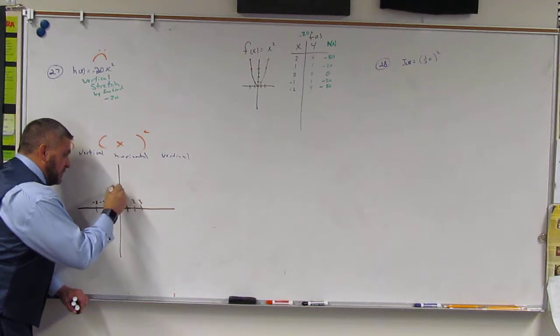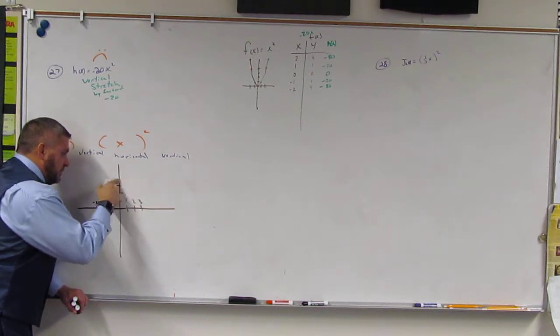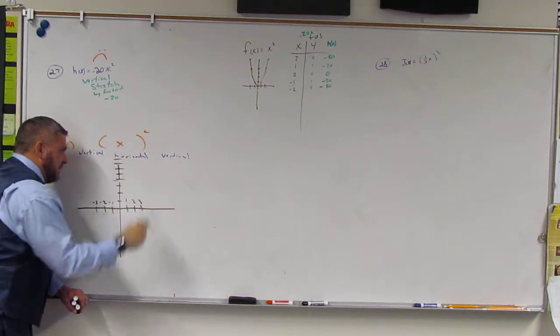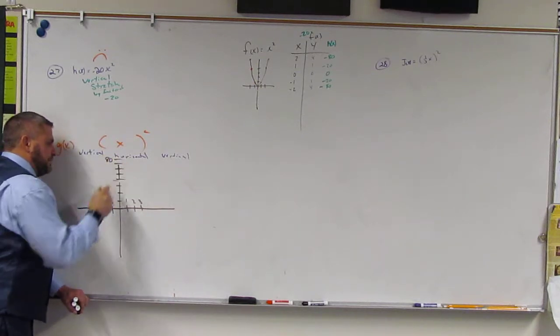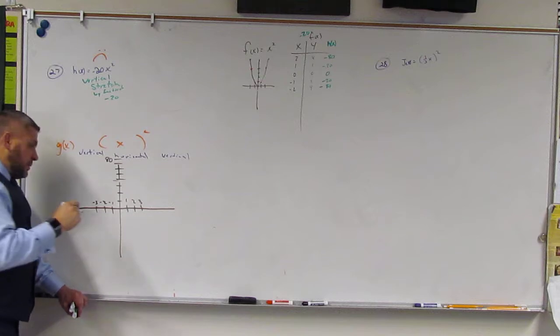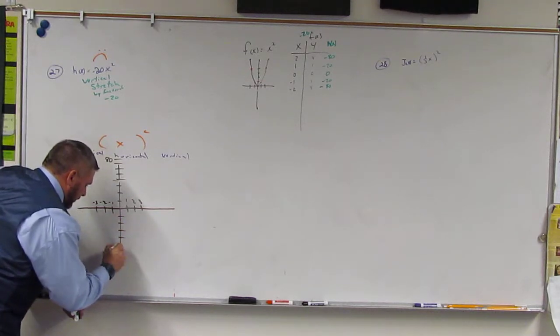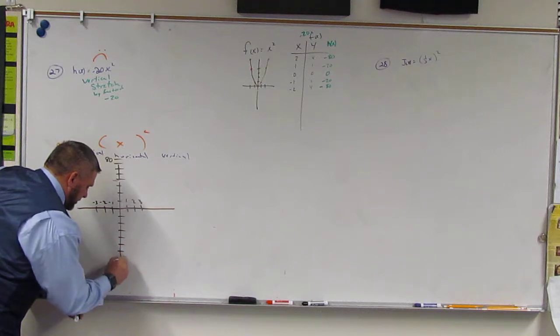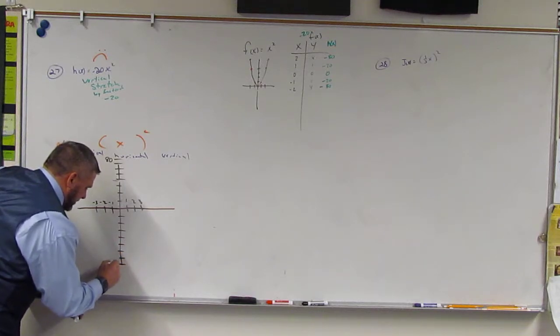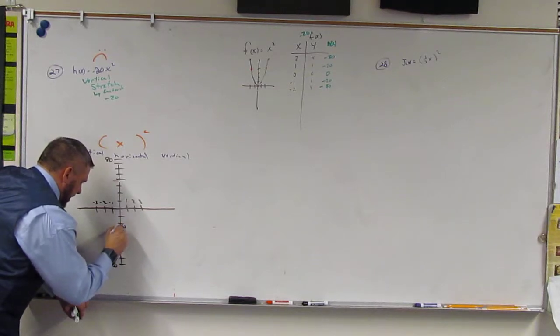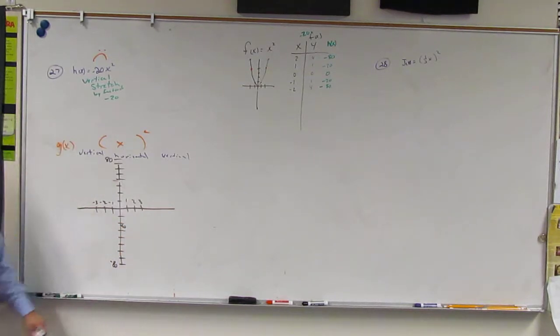1, 2, 3, 4, 5, 6, 7, 8, right? And that's 80. 1, 2, 3, 4, 5, 6, 7, 8. And that's 80. And that's 20. Negative. Right? Okay.